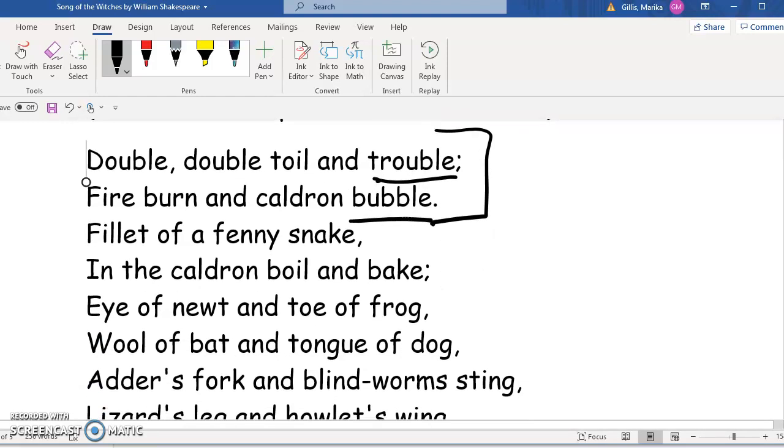Looking at the third and fourth lines of the poem, "Fillet of a fenny snake in the cauldron boil and bake," we have another example of a rhyming couplet here. Snake and bake rhyme, and these two lines of poetry together complete one full thought.